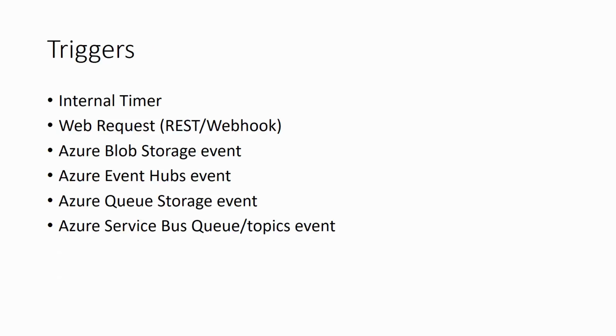Now, there are ways you can actually trigger a function. You can have an internal timer, so every so many minutes, like using a cron expression like you would use on Unix or Linux, you can fire off a specific function, have it do something. And the one we just saw is a web request.